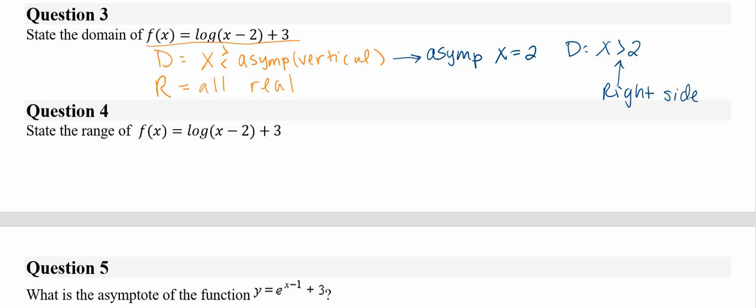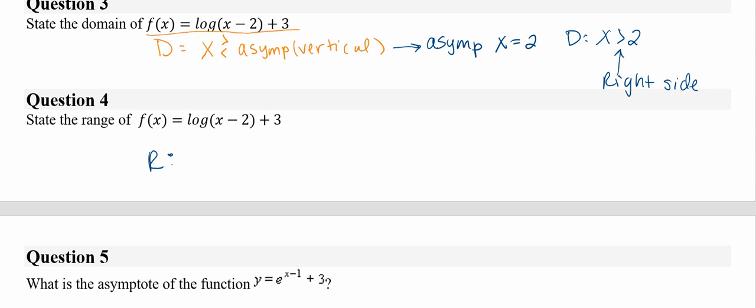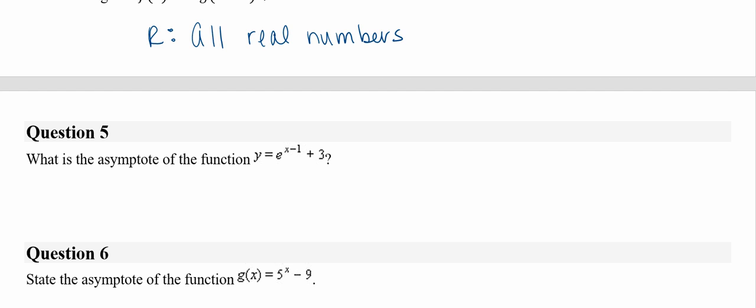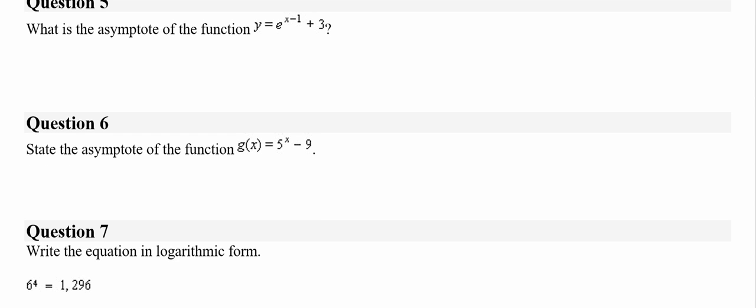So down here is the one that asks for the range. Again, the range is the opposite of an exponential function. So the range, this guy gets to be all real numbers. All right, this one says, what is the asymptote of the function y equals e to the x minus 1 plus 3? Now again, you can plug it into the graph and identify where it's at, or you can also use your cheat sheet. So let's pull that up.